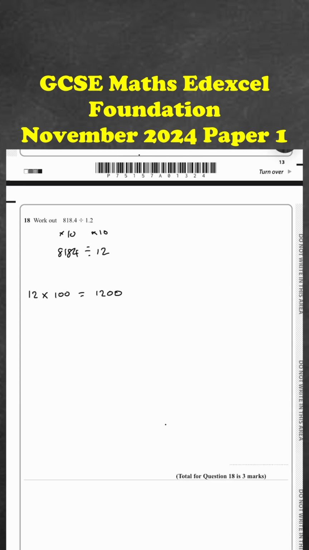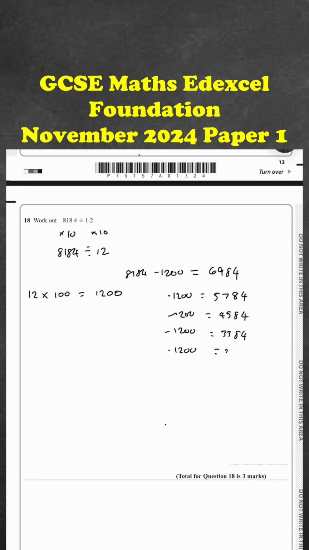So if we say 8184 minus 1200, which is going to be 6984, minus another 1200, it's going to give us 5784, and another one, 4584, and another one, 3384, and another one. A fun question, this one, to be thrown into a non-calculator paper, but it shows if you're able to work on larger sums without your calculator. So now we're at a point where you can't take out any more 1200s.